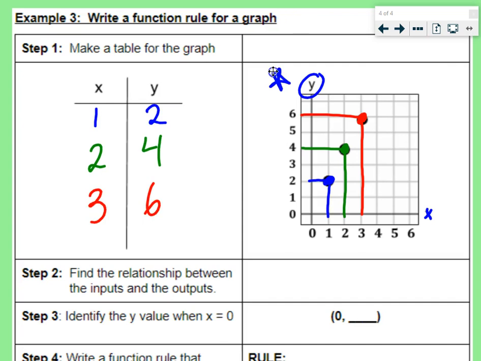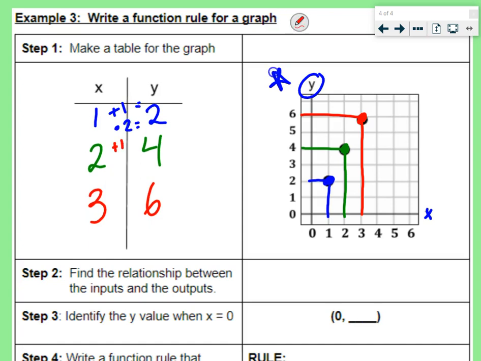Step 2, find the relationship between the inputs and the outputs. What are we doing each time? How do we get from 1 to 2? We could add 1 or multiply by 2. 1 plus 1 would equal 2, and 1 times 2 would equal 2. Well, let's see which pattern holds.